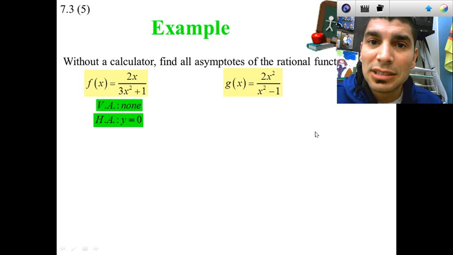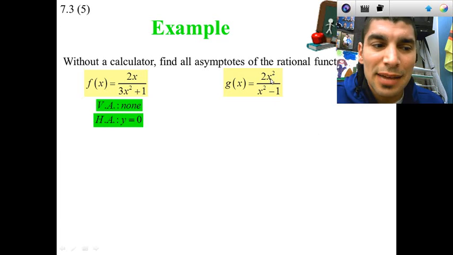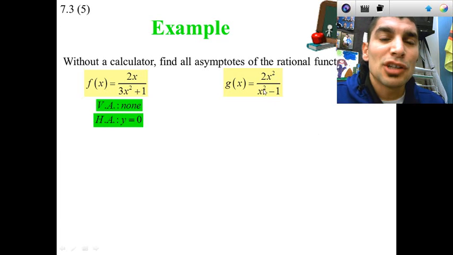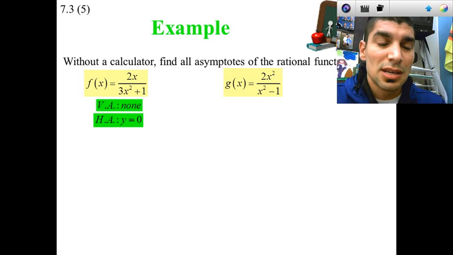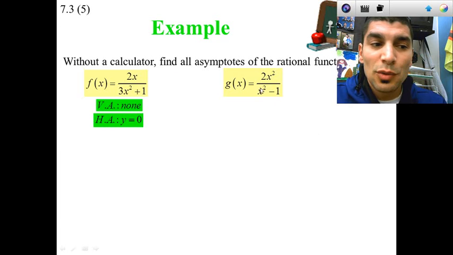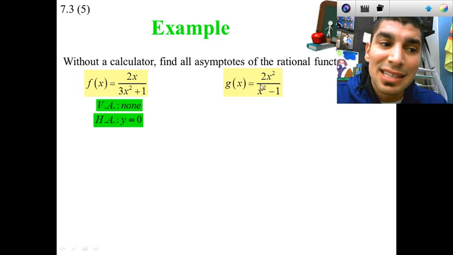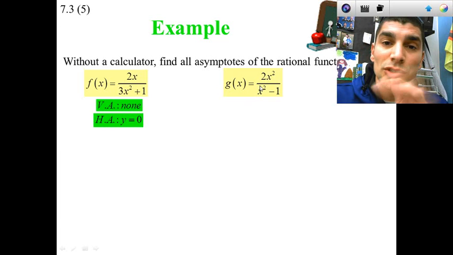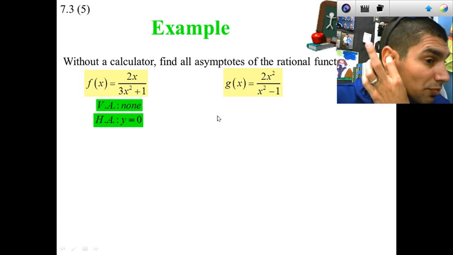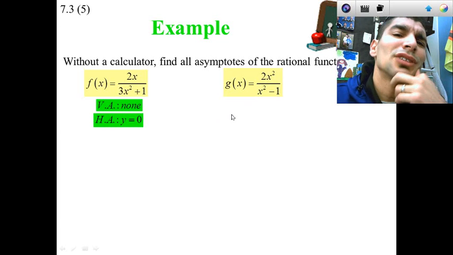But there was something different if the degrees were the same. If the degrees were the same, we're talking about the horizontal asymptotes. The horizontal asymptote would be at y equals whatever this coefficient is divided by this coefficient. That means the horizontal asymptote for this g of x is y equals 2. Now what about vertical asymptotes? Where could the denominator equal 0?